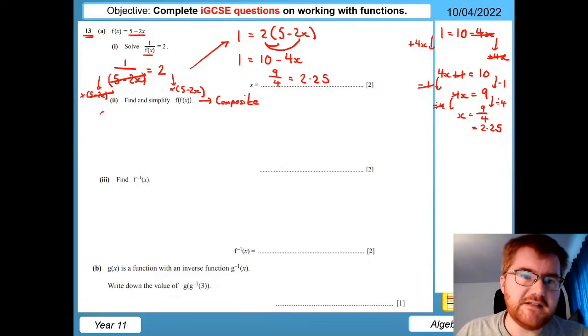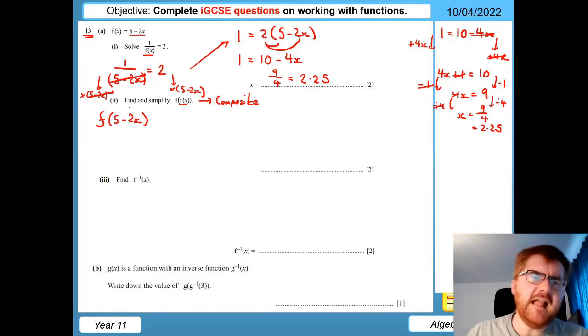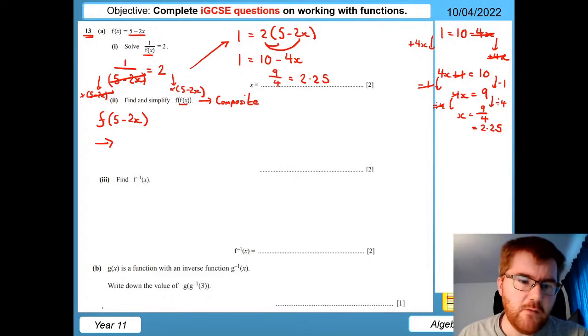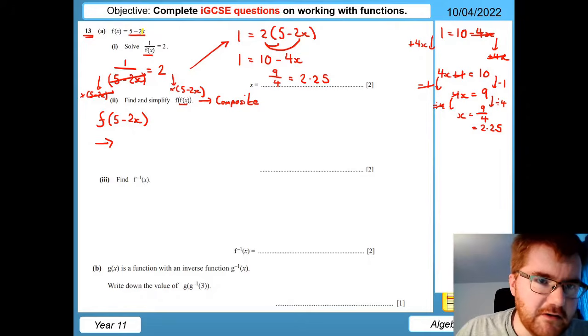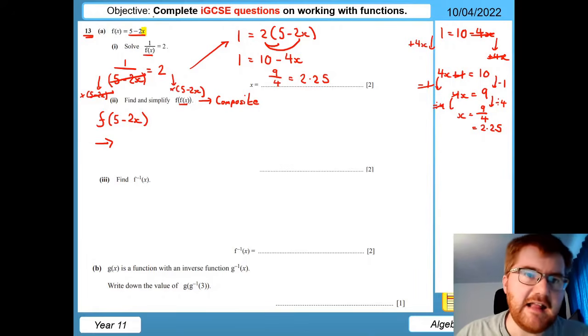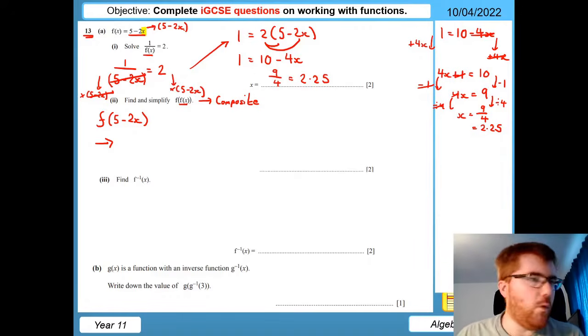I'm going to write this out, and wherever I see an f of x, I'm going to replace it with 5 minus 2x. And this is the stage that often causes pupils problems. In order to work out this calculation, we're going to put the function into itself. Well, what does that actually mean? I'm going to highlight the x here, and wherever I see an x, I'm going to replace it with 5 minus 2x, its own function.